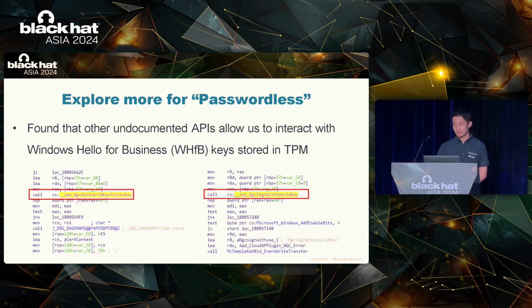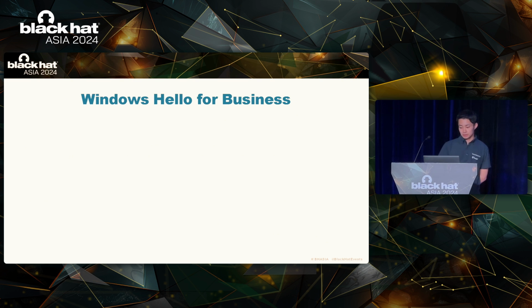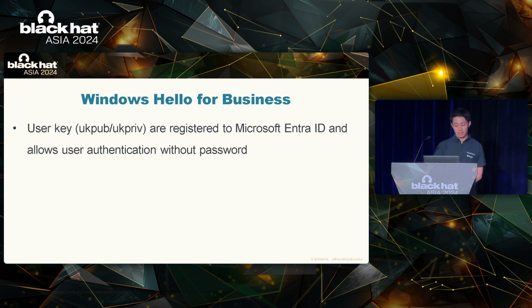Another abuse of the TPM stored keys is passwordless authentication. I found that other imported APIs allow us to interact with the Windows Hello for Business keys stored also in TPM. First, let's look at the Windows Hello for Business implementation to find out what these undocumented APIs can do for us. As you might know, Windows Hello for Business is used for passwordless authentication. When you want to use it, Windows Hello for Business keys called user keys are generated and registered to Entra ID. After that, this can be used to authenticate to Entra ID without a password.